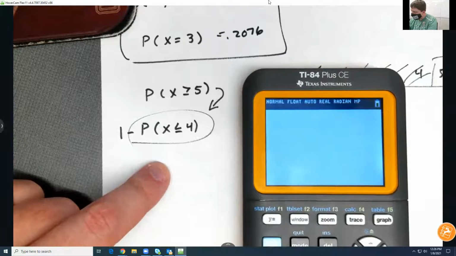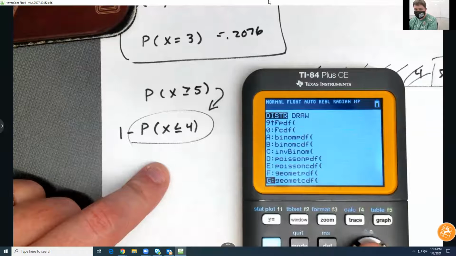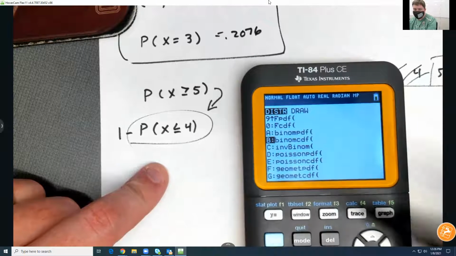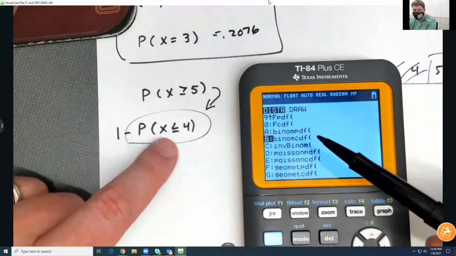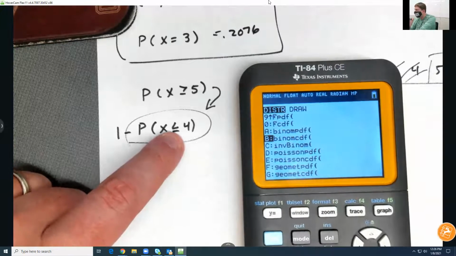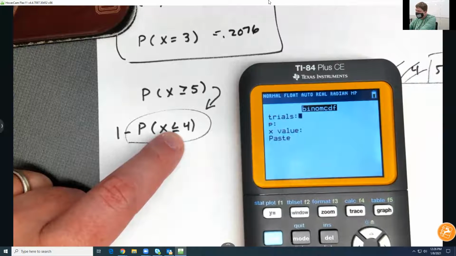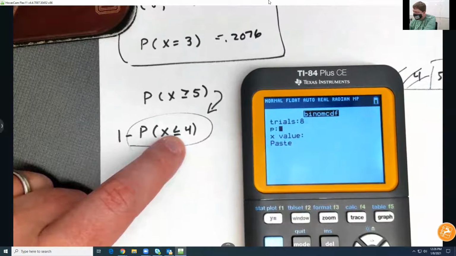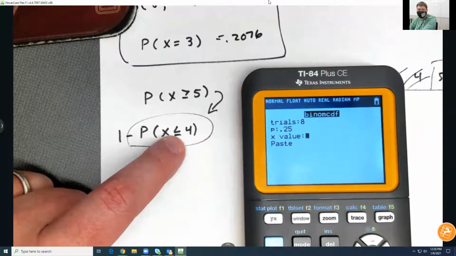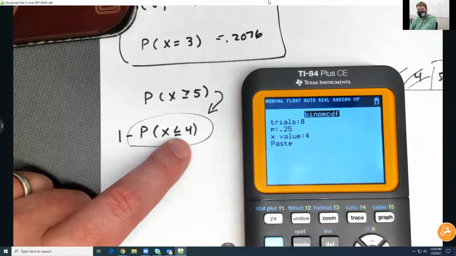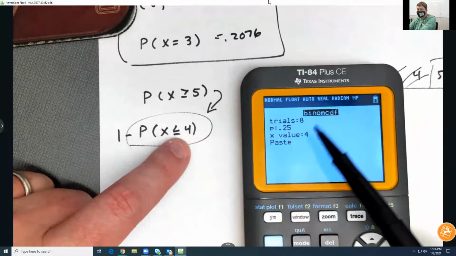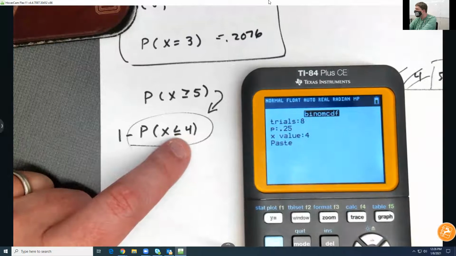All right, so 2nd, VARS. Again, I hit the up arrow. This time we want to use option B, the binomCDF, because we're using a cumulative probability. We want to know all those values up to 4. Trials still remain the same, we're still at 8. Percentage remains the same, it's still 0.25. The X value in this one is what you see, it's 4. So this tells the calculator 4, 3, 2, 1, 0. You go to paste.